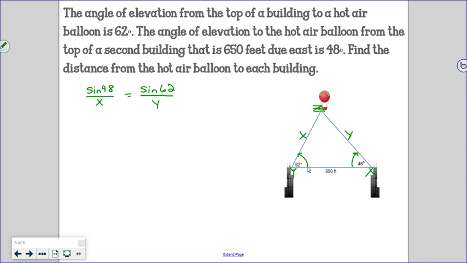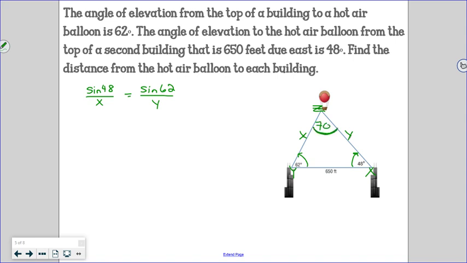What can I do from here? Elise? I know 2 out of the 3 angles. They did not directly tell me what angle Z is, but can I figure it out? Absolutely. Okay, so let's start there. Figure out angle Z. Elizabeth, what's angle Z?